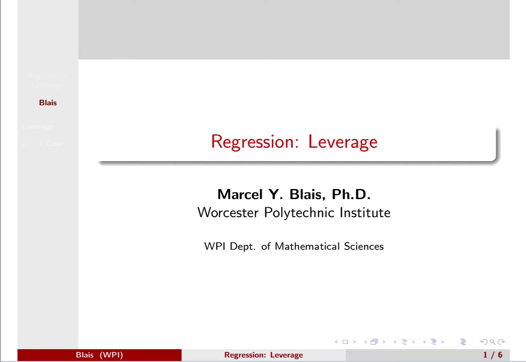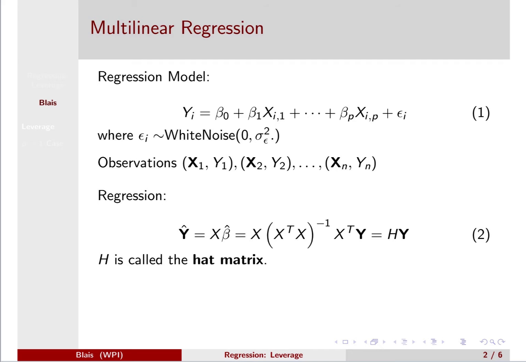In this lecture, we will be looking at the concept of leverage in multiple linear regression. So let's think about regression. Recall this is our regression model where we have the ith response is this linear combination of the p predictor variables plus an intercept and a white noise term. And we have n total observations of the predictor vector and the response variable.